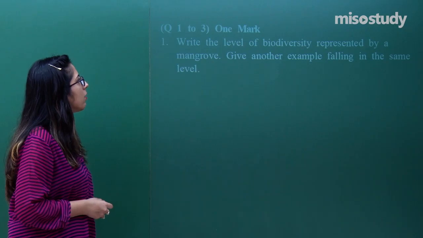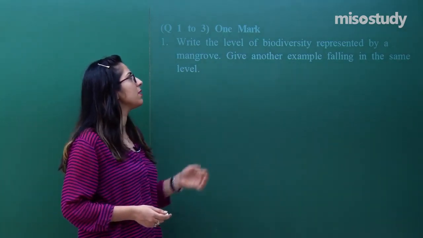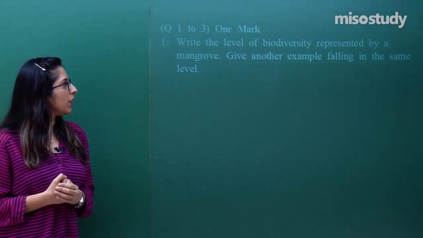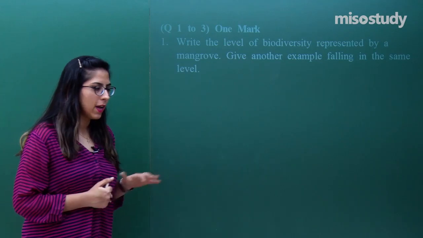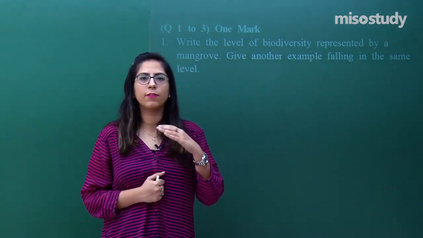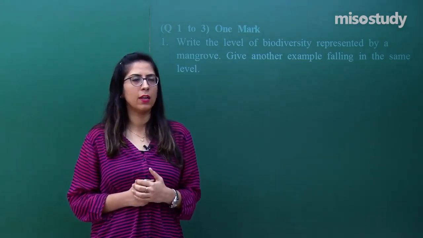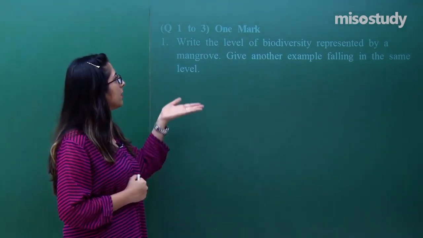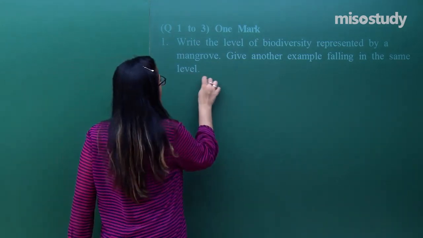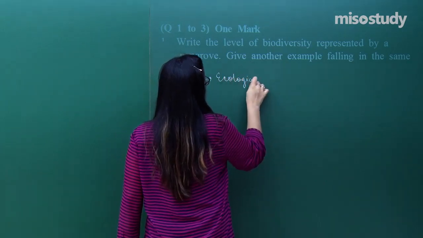Question number 1 is of 1 mark. Write the level of biodiversity which is represented by mangroves and give other examples falling in the same level. When I started that topic in the first session, we discussed the different levels. Genetic level was there, the species level was also there. Whereas the mangroves fall under the ecological level.